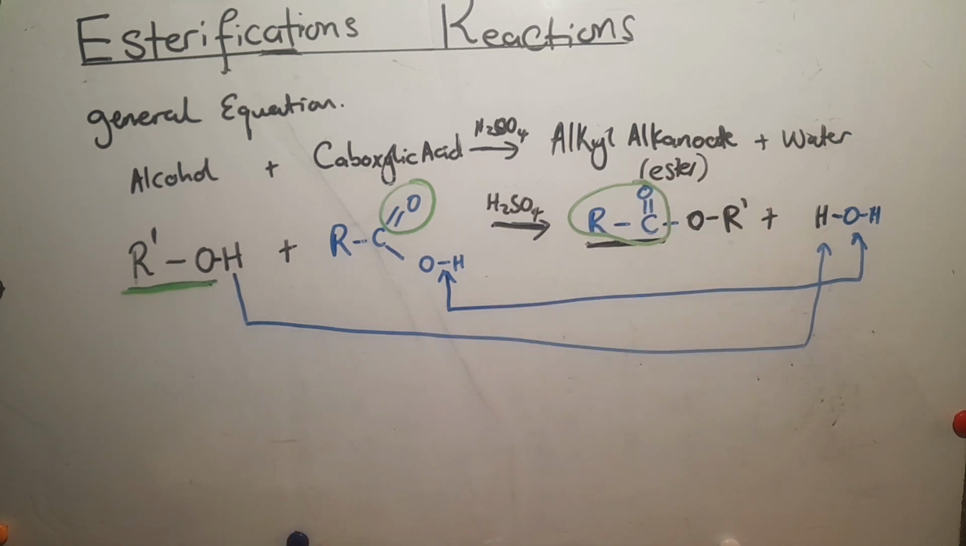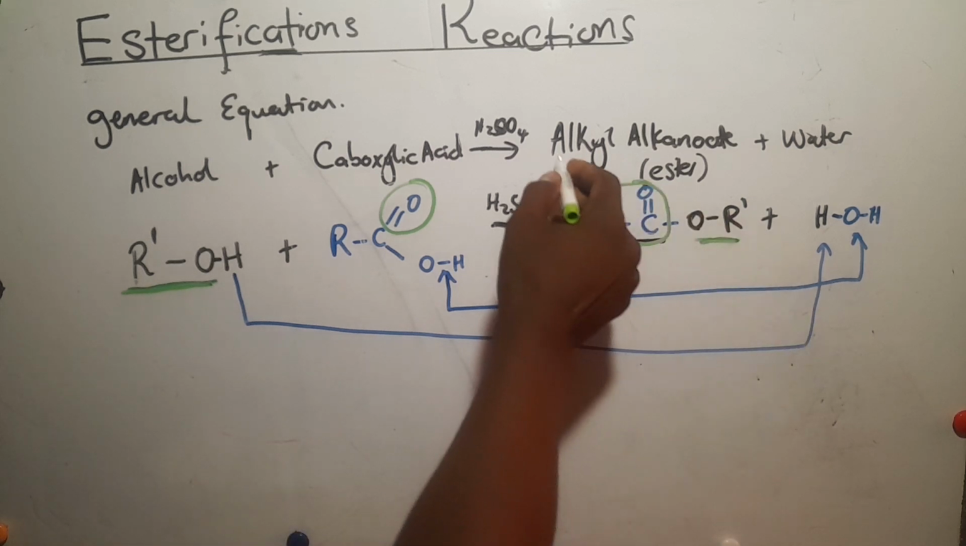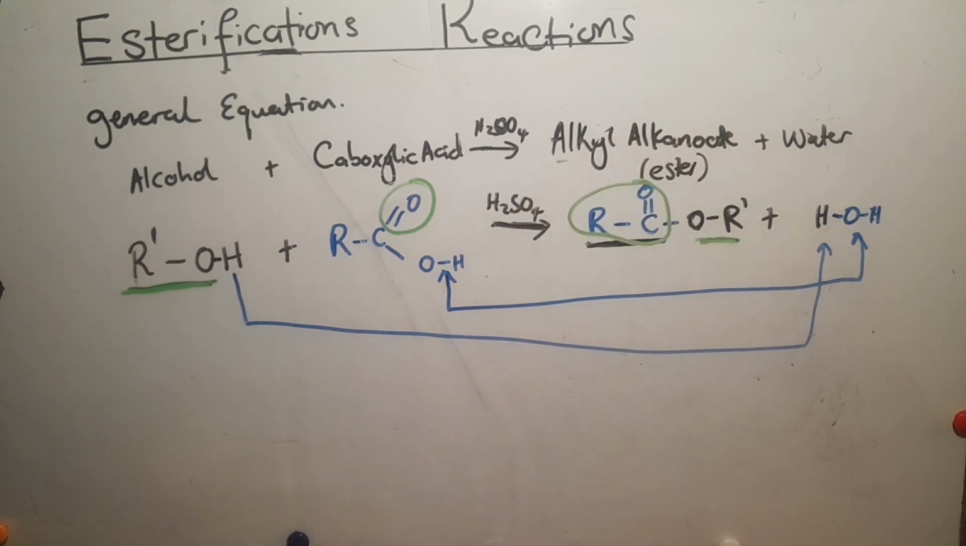And how to name this? We start with the alcohol name, and we name it alkyl alkanoate. So we're going to see in the next screen how we name these when we are given the examples, right?